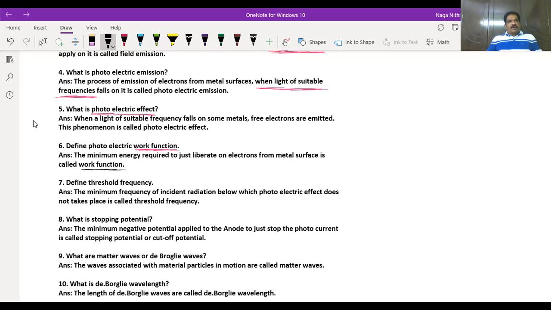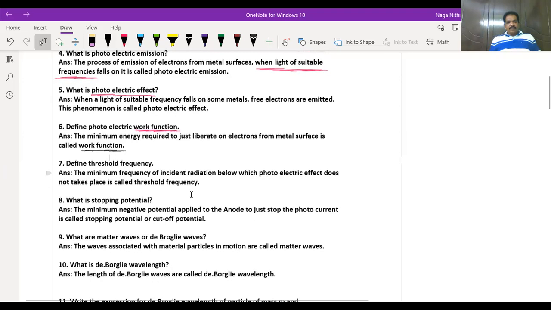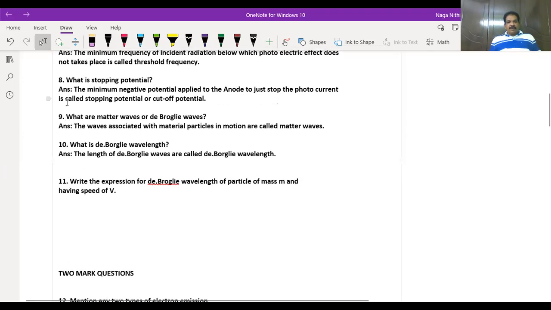Next, define threshold frequency. What is threshold frequency? The minimum frequency of incident radiation below which photoelectric emission does not take place. A metal has some threshold frequency. If the incident frequency is less than that, electrons won't come from that metal surface. That frequency is called the threshold frequency. Next, what is stopping potential?